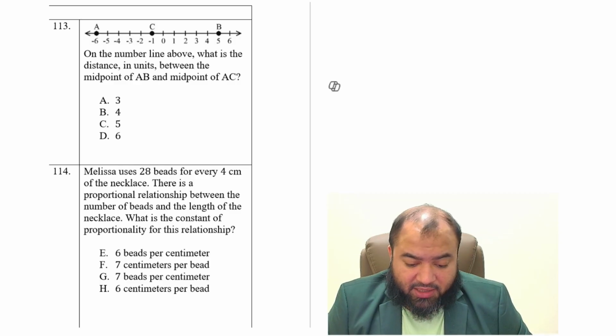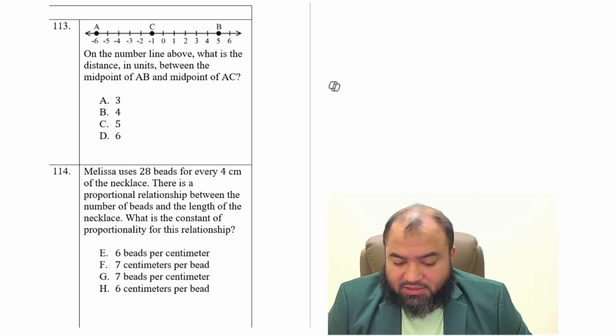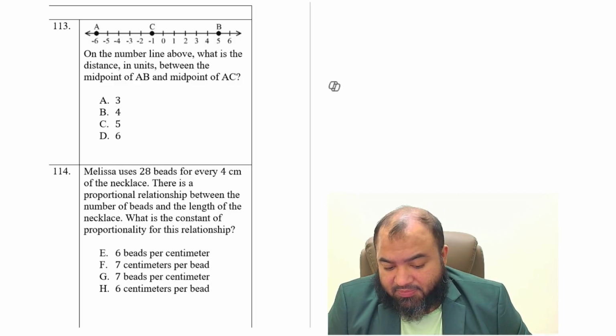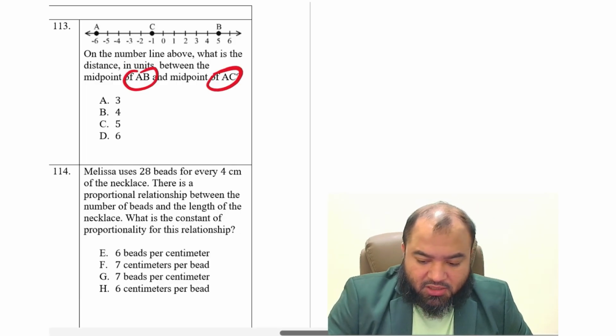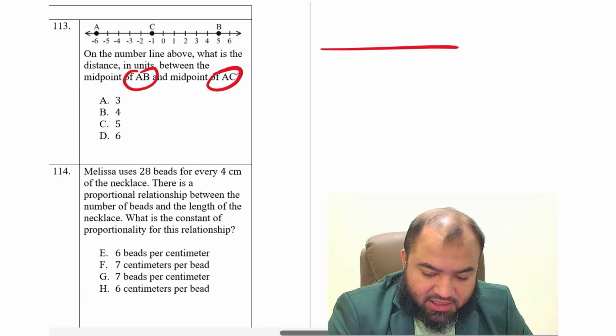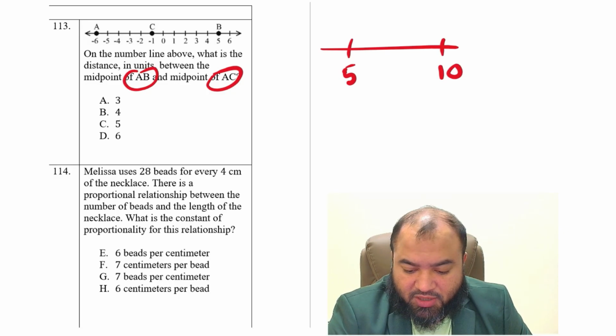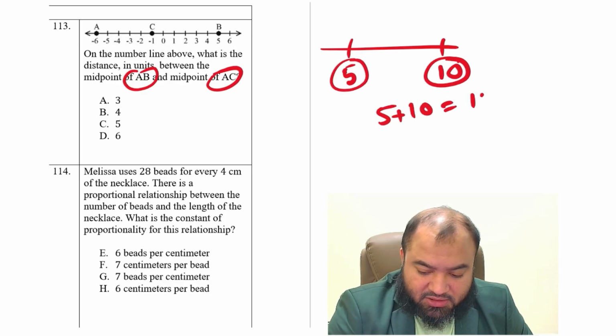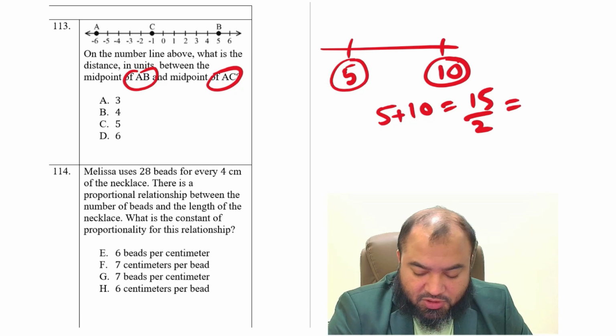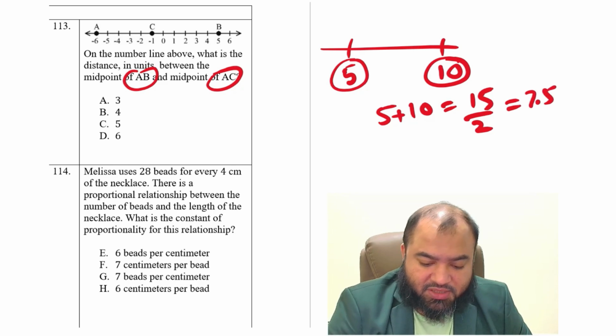Now 113. On the number line above, what is the distance in units between the midpoint of AB to the midpoint of BC? How do you find the midpoint of something? It's pretty easy. Let's say this is 5 and this is 10. If you want to find the midpoint of these two numbers, all you do is add 5 and 10, so that's 15, and divide by 2. So 7.5 is going to be the midpoint.